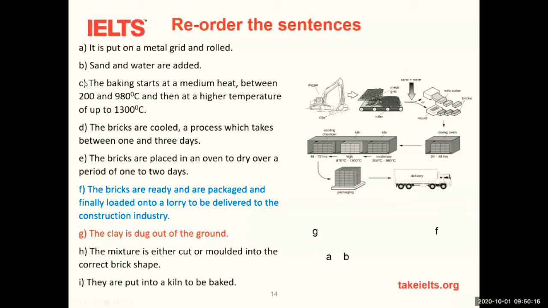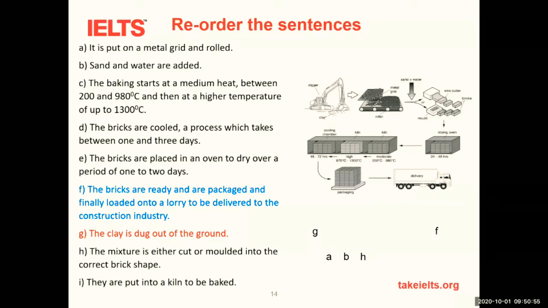So then sand and water are added. Okay, have a look at the next stage of the diagram, the process. And again, put the letter of the sentence into the chat box. Okay, we've got a bit of a mixture here. We've got H and E, lots of H's. Let's just check if you're right. Yes, absolutely, it's H. So the mixture is either cut or molded into the correct brick shape.